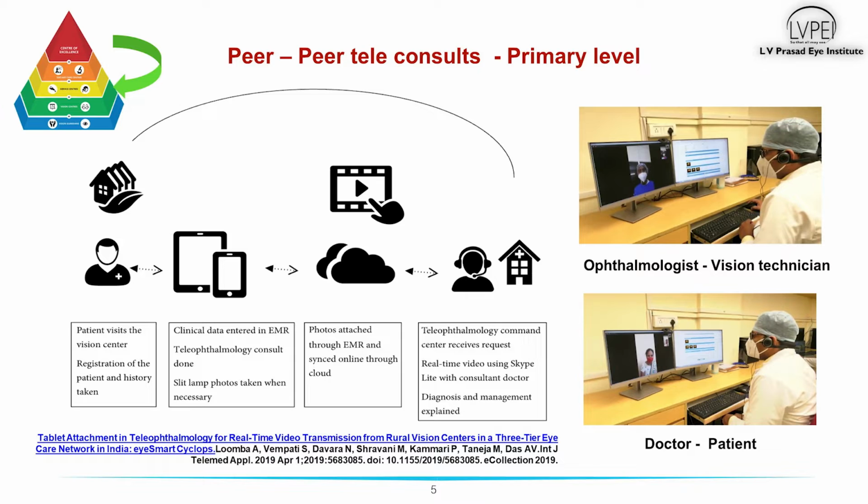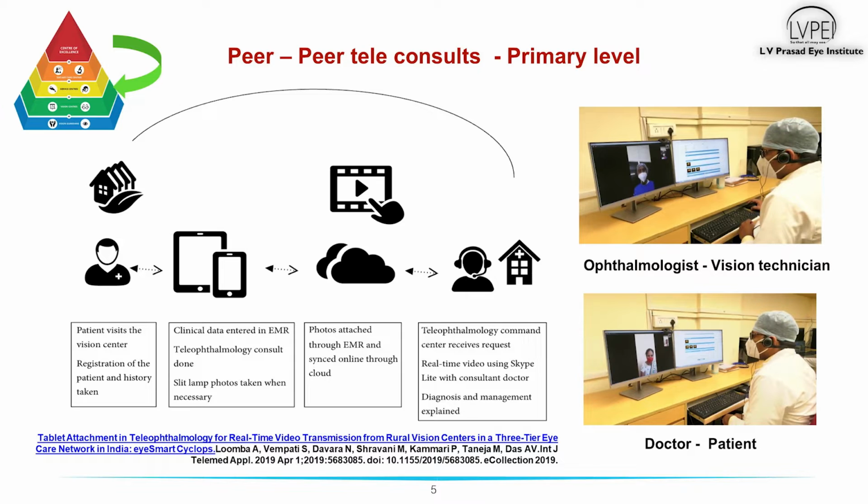Vision technicians are primary eye care providers with a high school diploma who have been trained for 2 years to provide primary eye care. They fulfill the 3 R's of eye care: refraction and prescribe corrective lenses, recognize vision-threatening eye problems, and refer them to the next level of eye care as required.